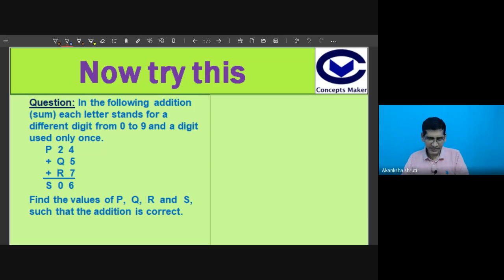It is possible to have more than one value. The other important thing given in the question is that each digit should be used only once, and a digit always varies from 0 to 9. By this way, you are advised to solve this question and post your answer in the comment box.